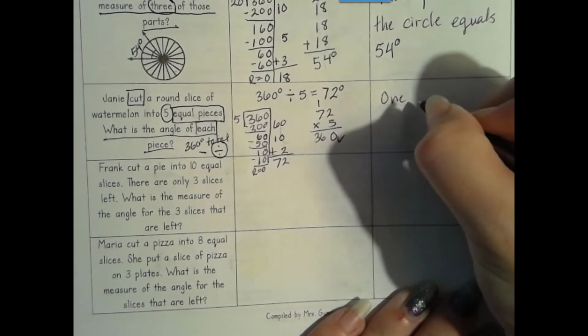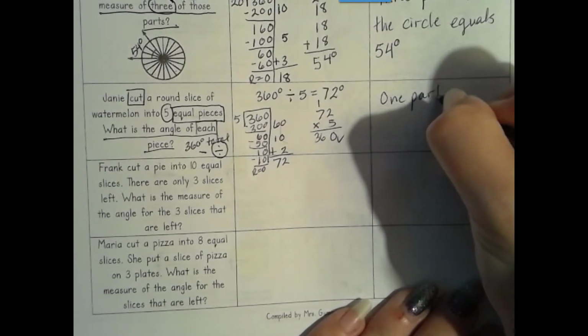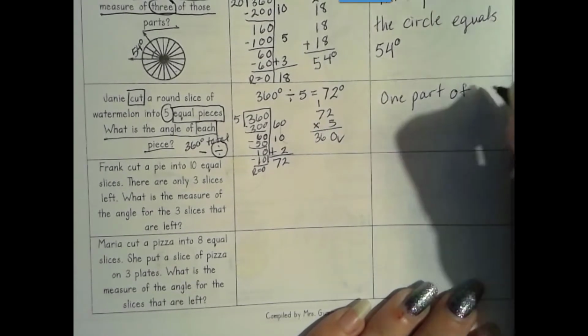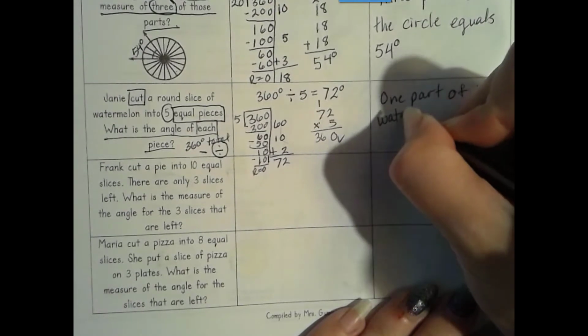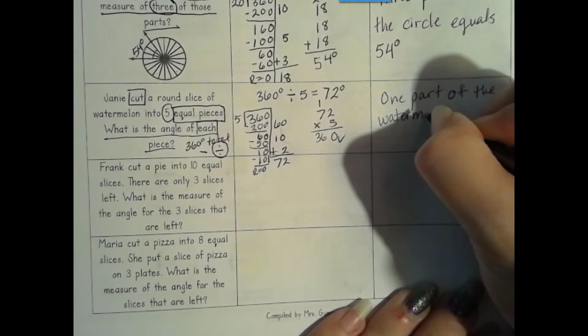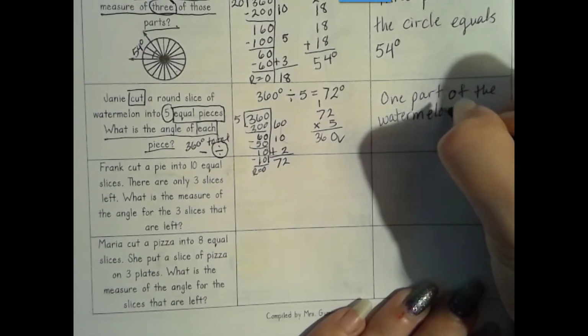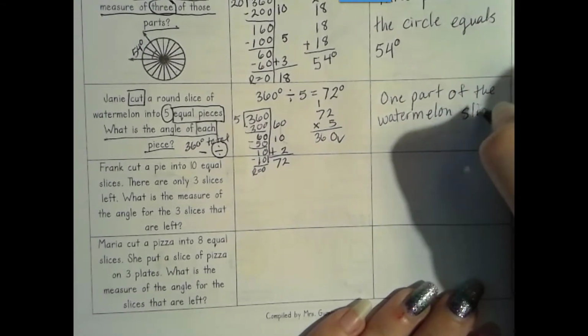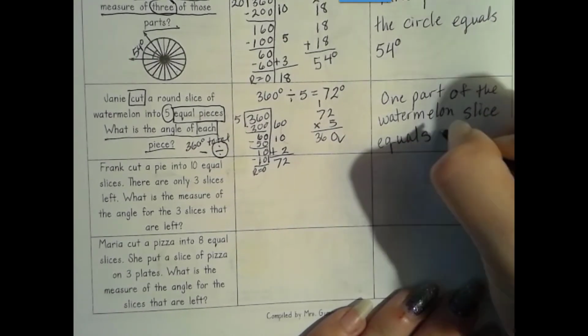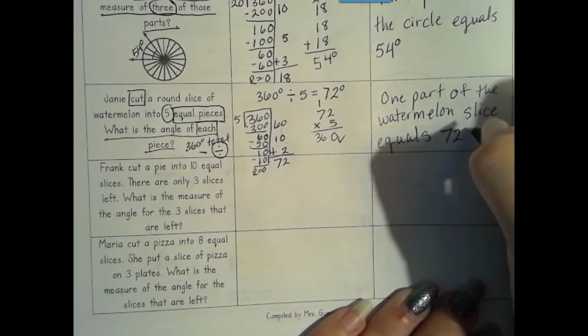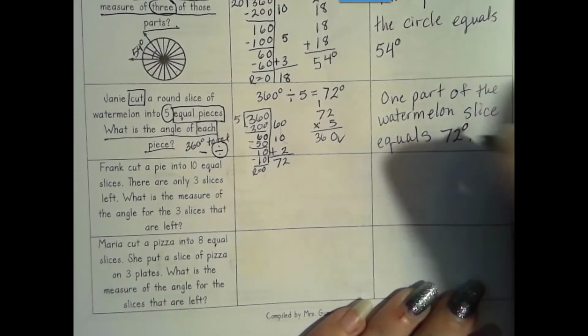1 part of the watermelon slice equals 72 degrees.